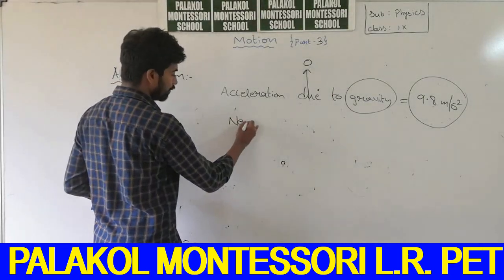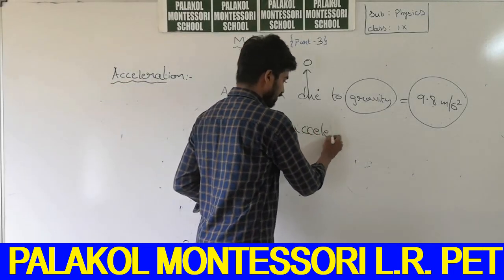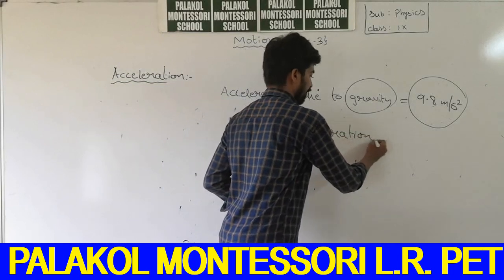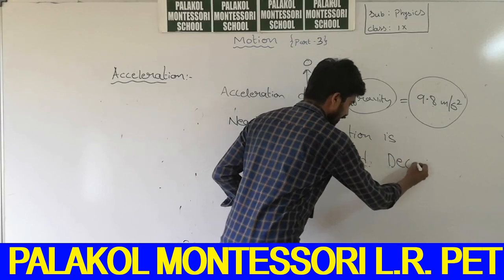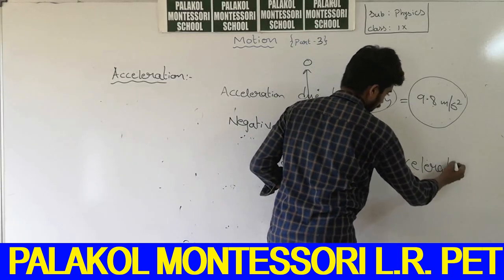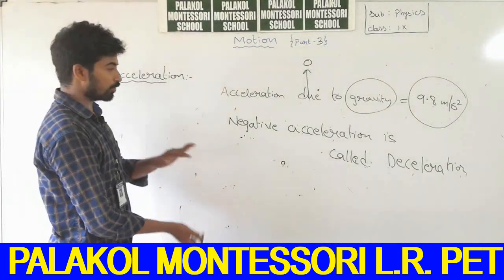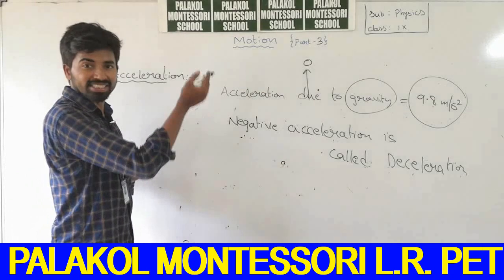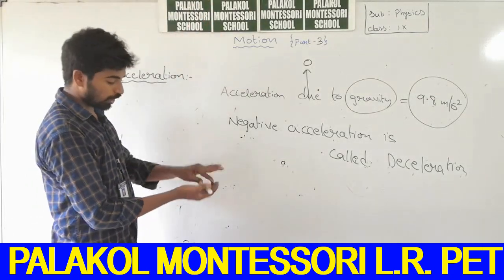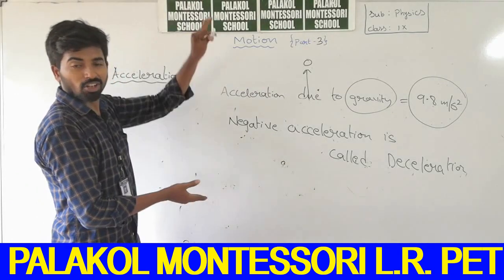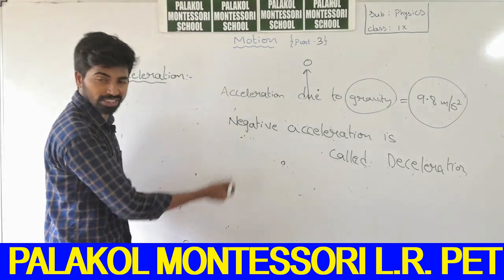So negative acceleration is called deceleration. When you release the object like this, it is accelerating. When you throw an object in the upward direction, it is decelerating. Decelerating means its velocity is decreasing. If you throw an object in the upward direction, the velocity of the object is decreasing. If you release the object, the velocity is increasing.